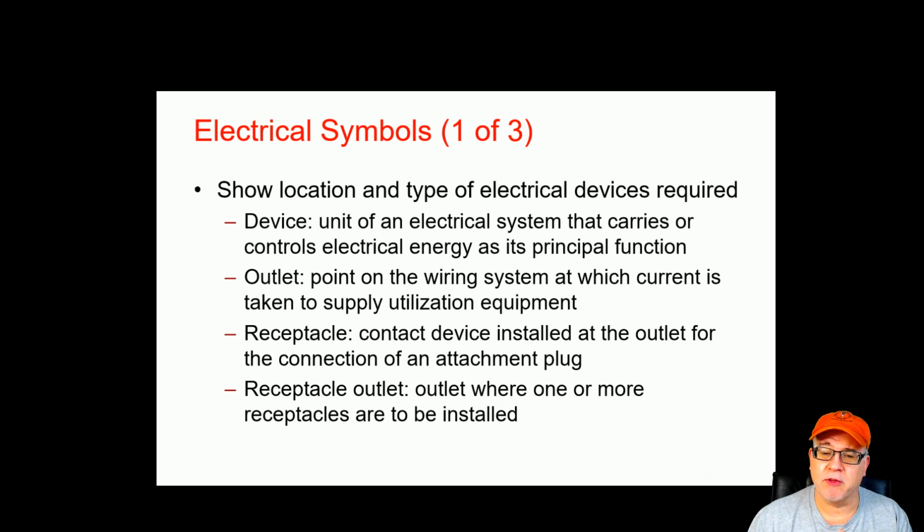I think you're getting how these are all tying together. Then you have what's called a receptacle outlet, and it's an outlet where one or more receptacles are to be installed. So if I have an outlet, just say a 4-inch by 4-inch square box, and I'm going to mount a receptacle outlet in it, that's what I'm doing. It's a receptacle mounting in an outlet. Together, it's called a receptacle outlet.